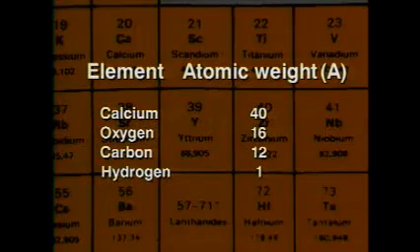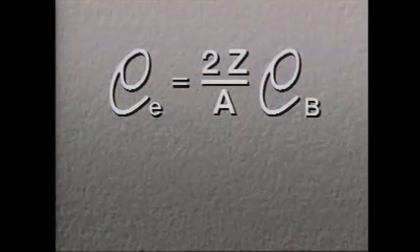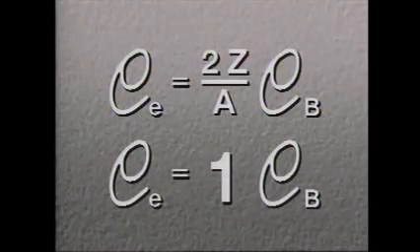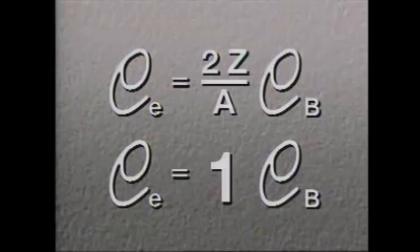The number of protons and neutrons of an atom determines its atomic weight, A, and therefore its contribution to the density of any molecules in which it occurs. The general relationship between bulk density and electron density is as shown here. For most common elements, the conversion ratio, 2Z over A, will be approximately 1, and the electron density will read close to true bulk density.